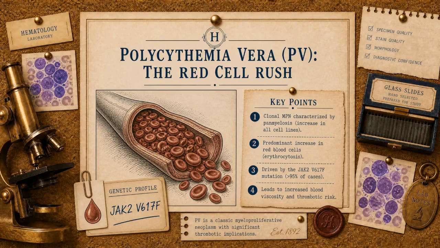In fact, EPO levels in PV patients are often low or normal because the body is trying to shut down the overproduction, but the mutated cells aren't listening. This is a key differentiator from other causes of erythrocytosis, which we'll discuss shortly. So, remember, PV equals red cell excess, and JAK2 is the primary driver, making those cells march to the beat of their own drum, ignoring the body's signals. Let's move on to the pathogenesis of this red cell rebellion.